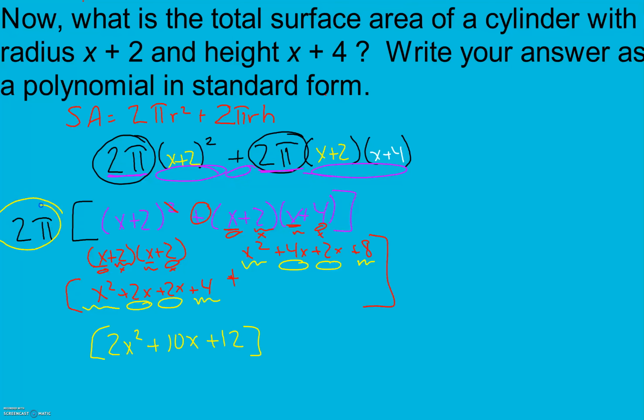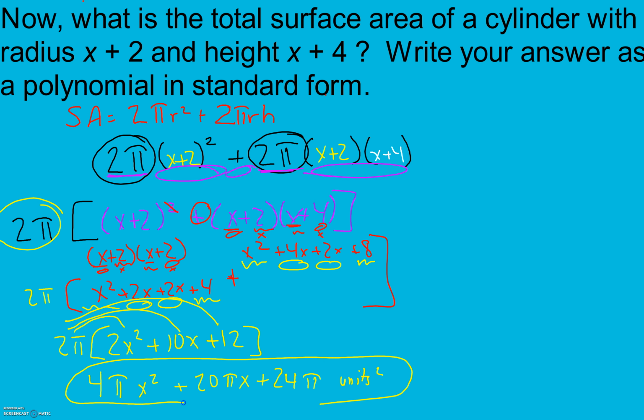And again, that's still being multiplied by this 2 pi. So I'm going to distribute into everything. 4 pi x squared plus 2 times 10 is 20 pi x, and 2 times 12 is 24 pi units squared. So again, it's in standard form because we have no more parentheses and our variables are in descending order from highest degree to lowest.